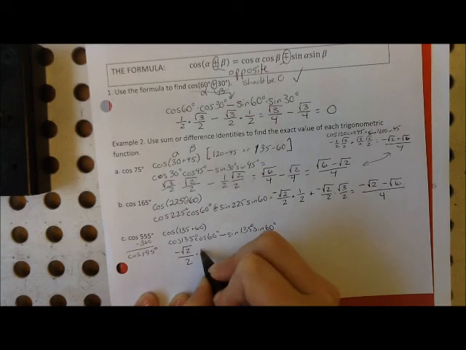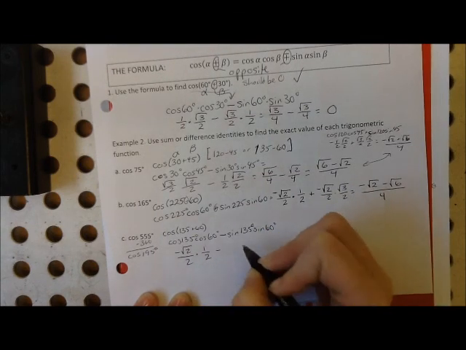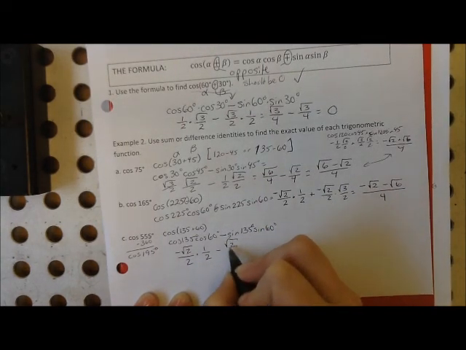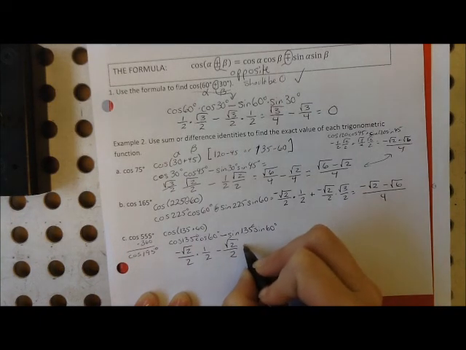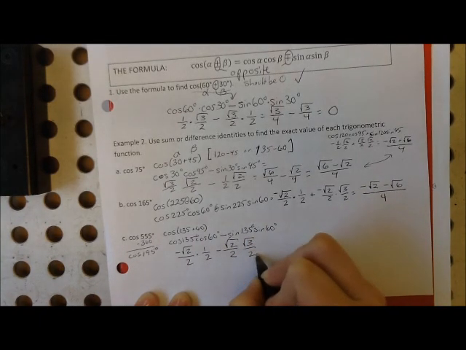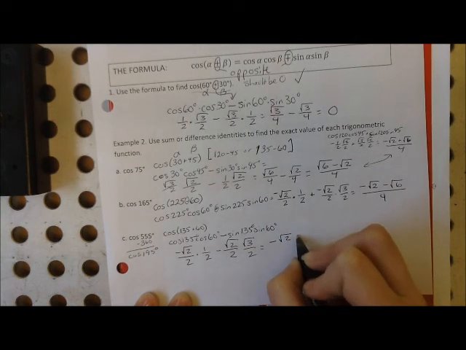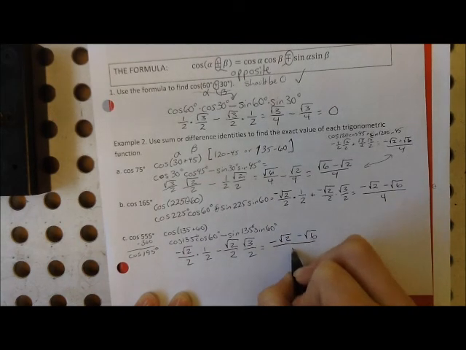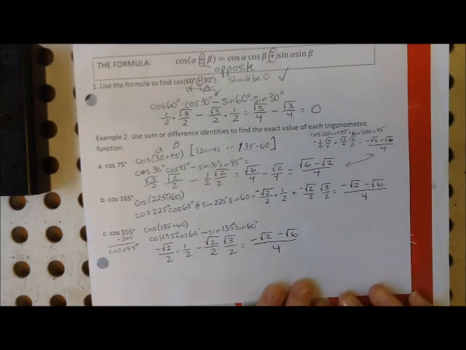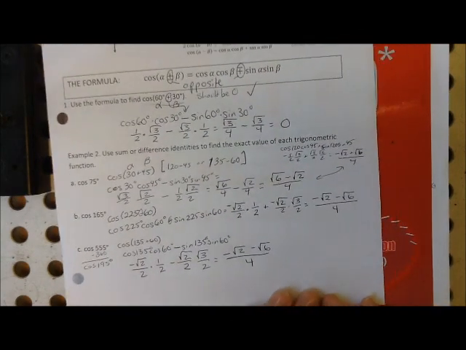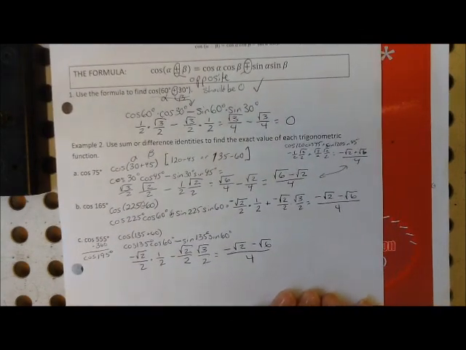Cosine of 135 degrees is negative square root 2 over 2. Cosine of 60 is 1/2. Sine of 135 is positive square root 2 over 2. Sine 60 is square root 3 over 2. And now I've got negative square root 2 minus square root 6 all over 4. That's interesting. They all seem to be very, very similar. Oops. Nope, that's right. Sorry, just had to check myself.